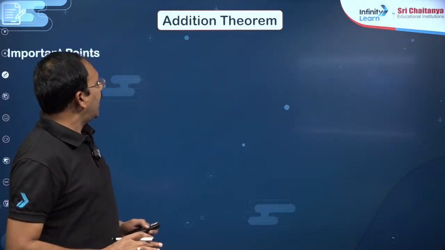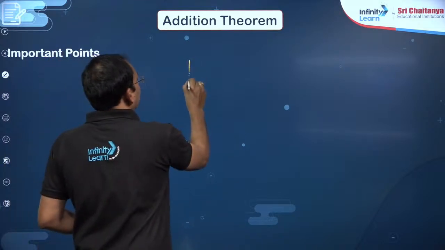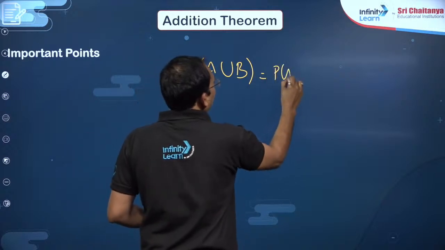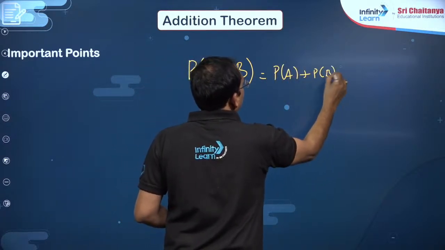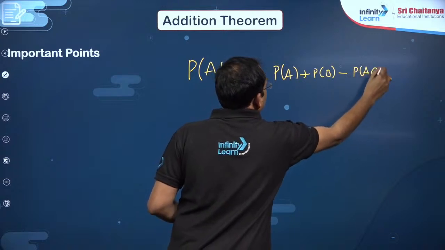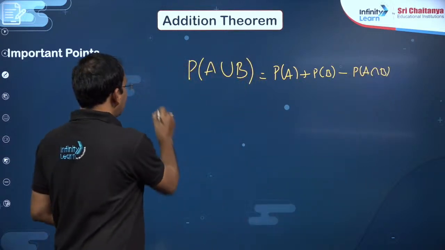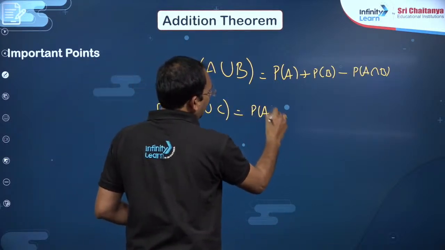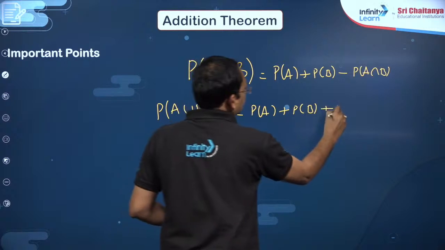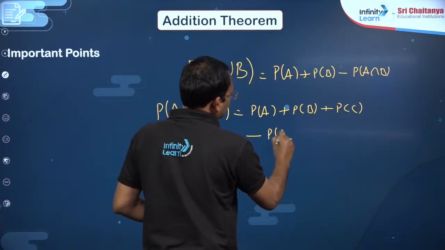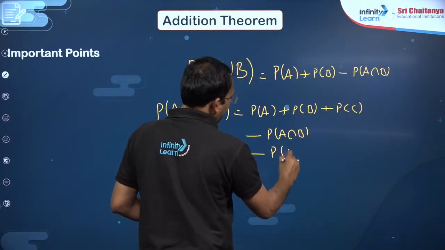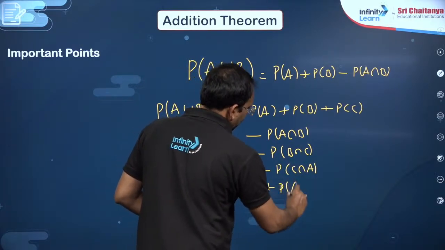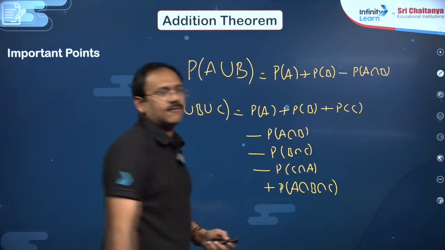The next, my dear friends, addition theorem, as you know well, probability of happening of A or B, that means P of A plus P of B minus P of A intersection B, right? And similarly, P of A union B union C will become P of A plus P of B plus P of C minus P of A intersection B minus P of B intersection C minus P of C intersection A plus P of A intersection B intersection C, my dear friends.